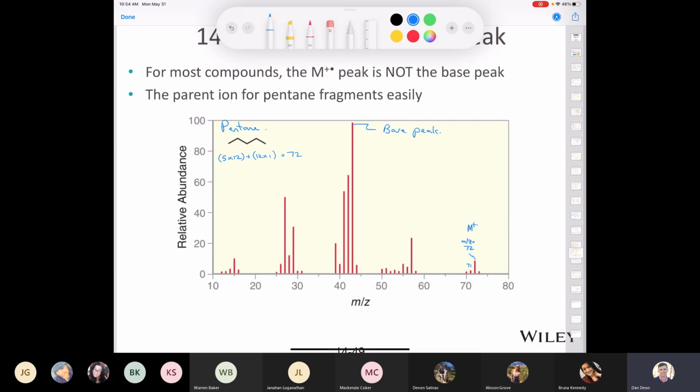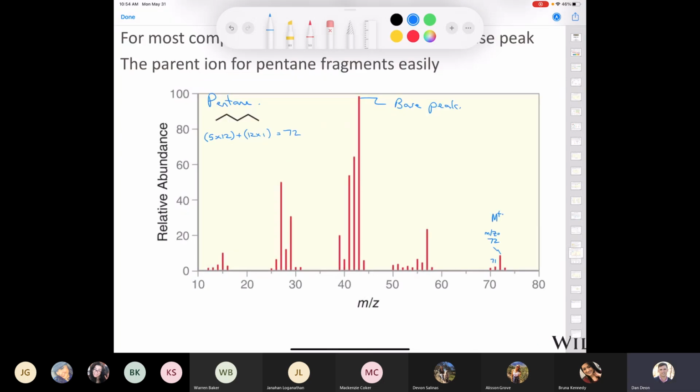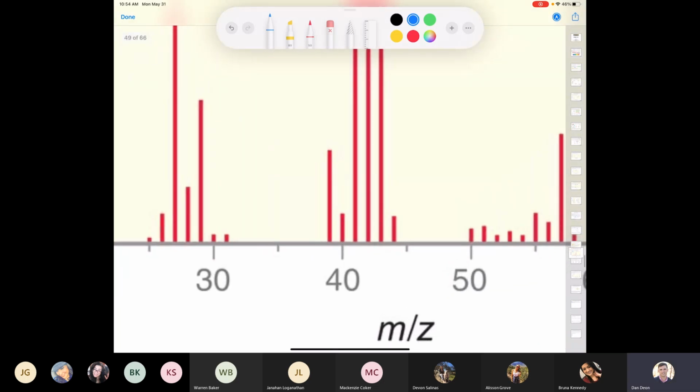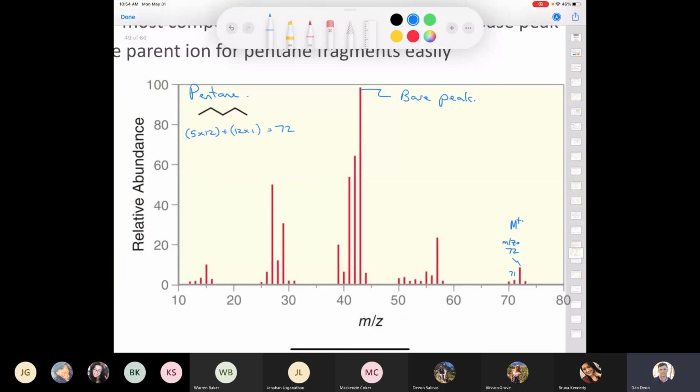Could anybody tell me what the mass of the base peak is? And it's not a trick. I just want to see if you can read it. Could anybody tell me the mass of the base peak? You might have to zoom in here a little bit. The base peak is this one.